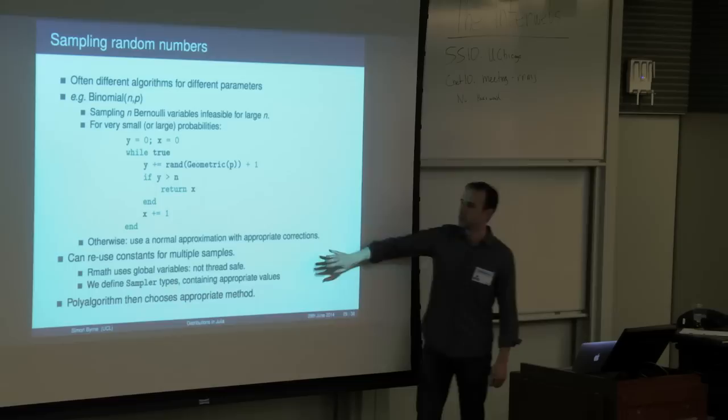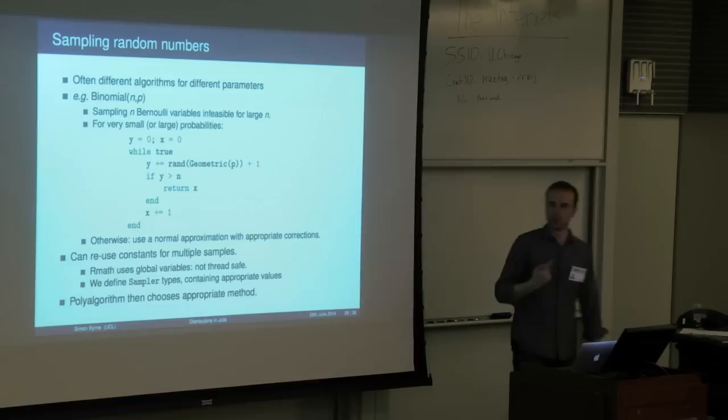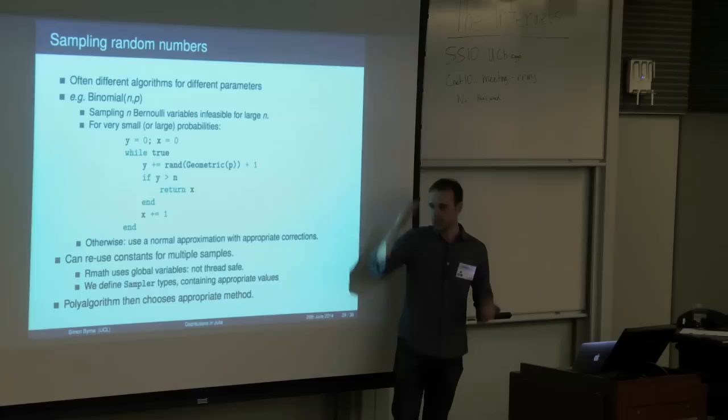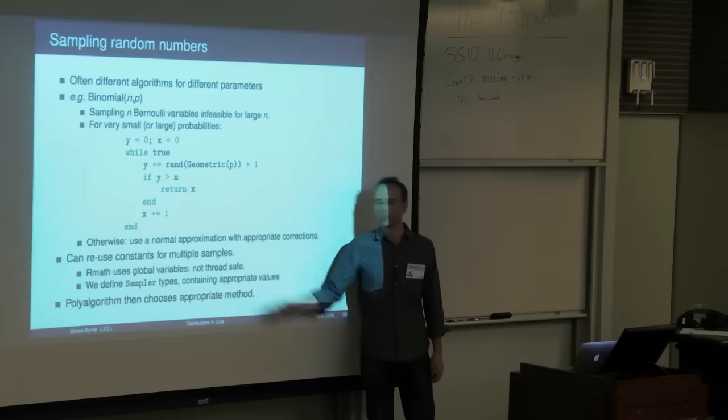The other thing, which I guess is more important, is that we can also reuse things. In some cases you only want one sample from a distribution, but often you want 10,000 or a million samples. Especially this normal approximation requires a bunch of constants for taking a sample, so you don't want to repeat those each time. And if you look at RMath, it actually ends up using a bunch of global variables, which is not thread safe.